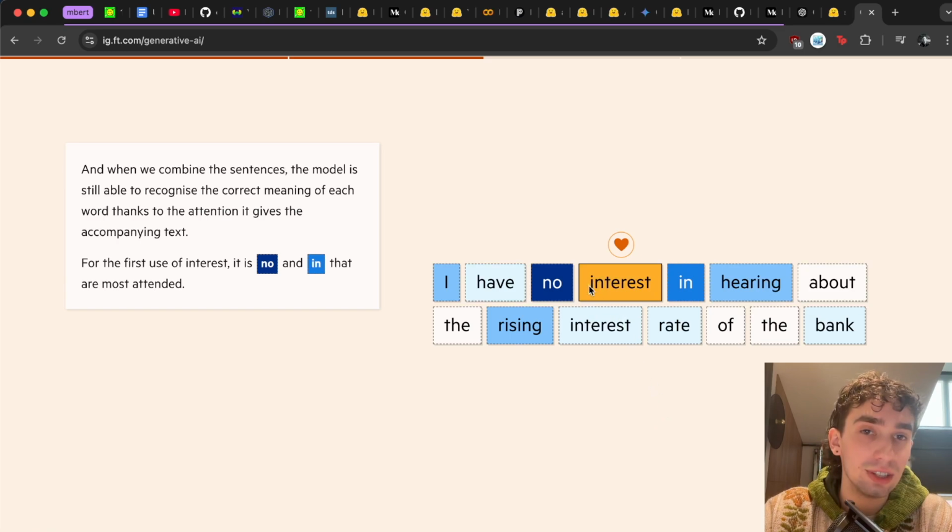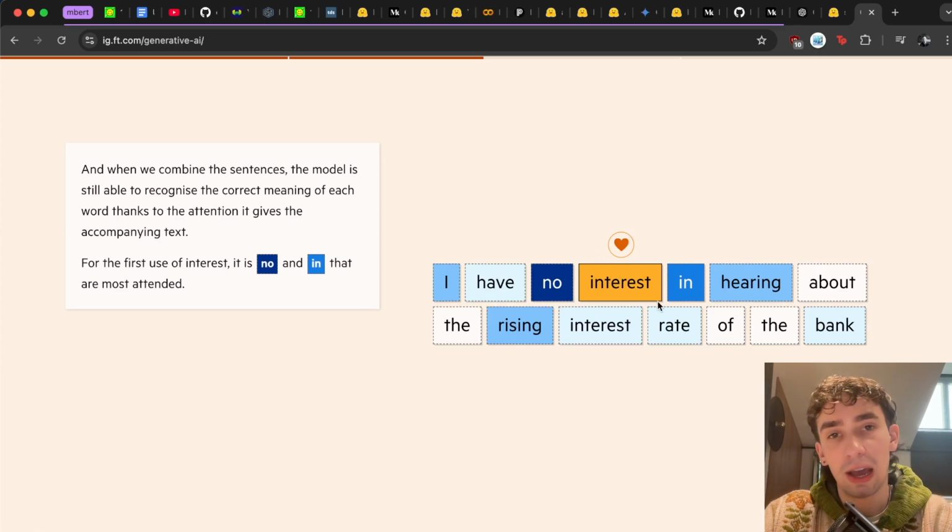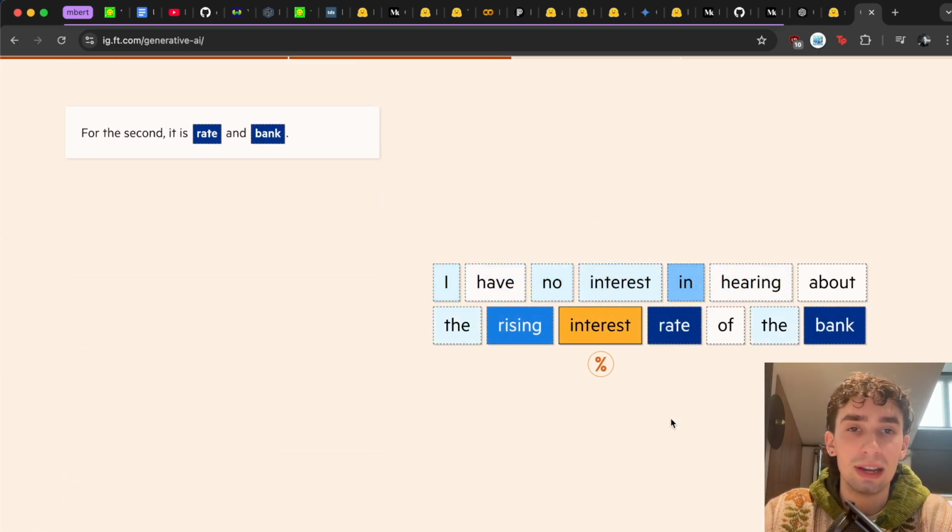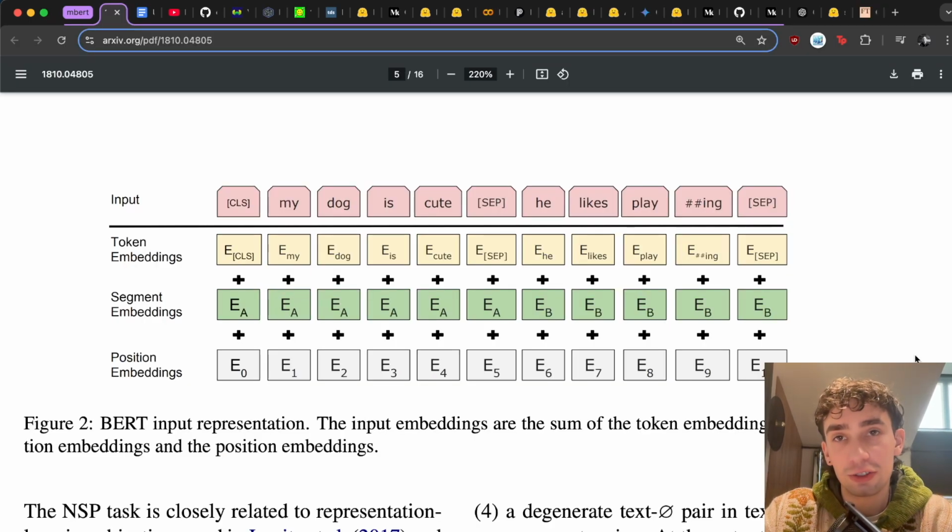So in this sentence here, interest is more related to hearing or having no interest, which means kind of like how much you would like something, whereas interest in this second part is more related to rising rate and bank, which then we understand is more the percentage interest rate. So through using this concept and exposing these models to a lot of text and language as they're being trained, they're able to develop these machine-learned understandings of natural language.